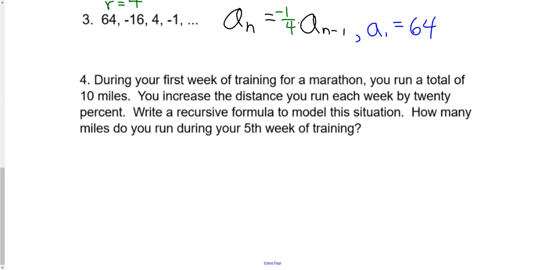So it says, during your first week of training for a marathon, you run a total of 10 miles. You increase the distance you run each week by 20%. Then it says, write a recursive formula to model this situation. How many miles do you run during your 5th week of training?